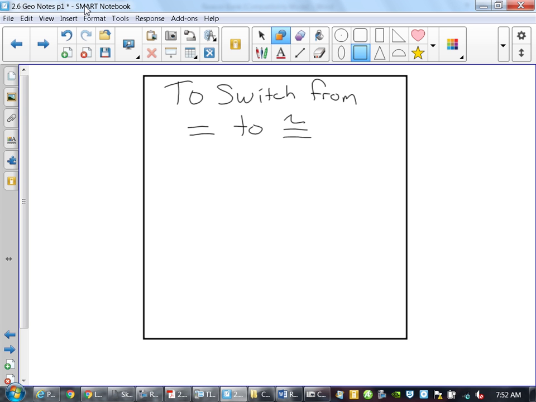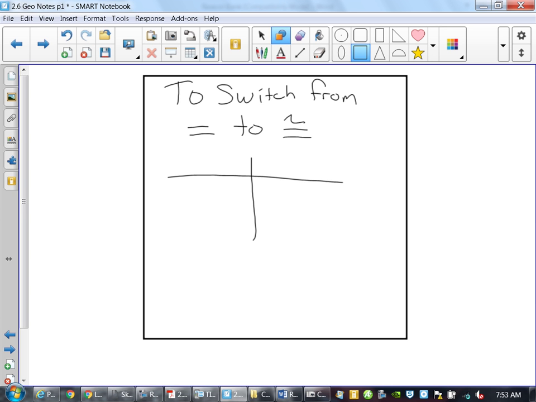Remember, if things have equal measurement, they're congruent. If things are congruent, they have equal measure. It kind of means the same thing going both ways there. It's a biconditional statement. So basically what you're doing here is, if you ever have to switch from equal to congruency, all you're doing is writing that out.